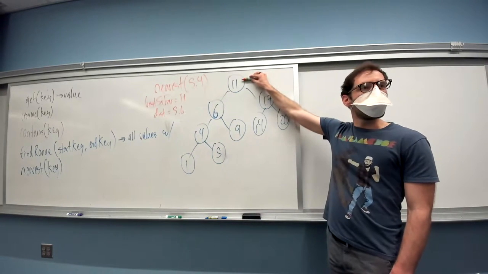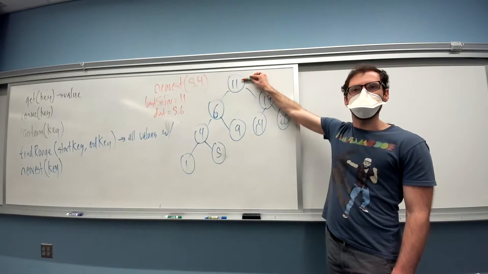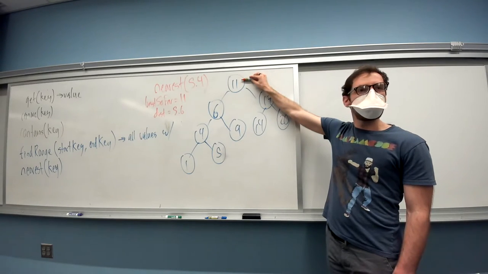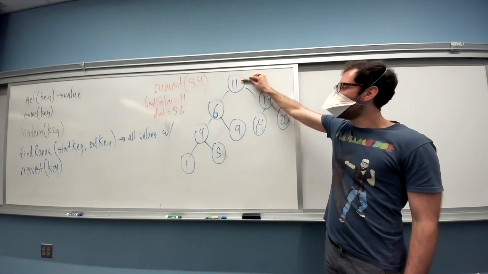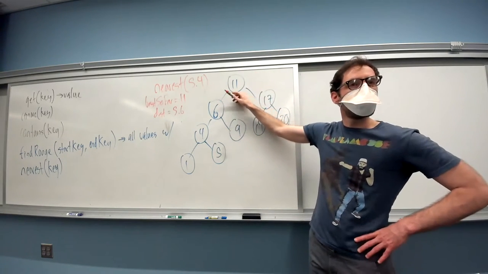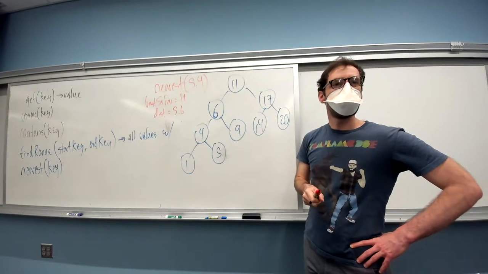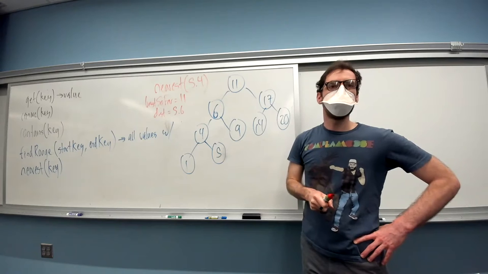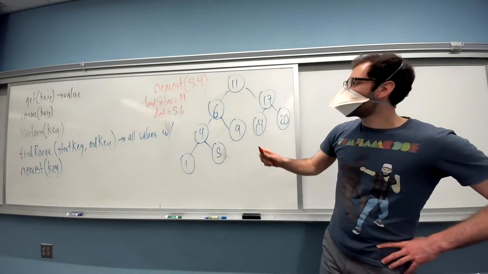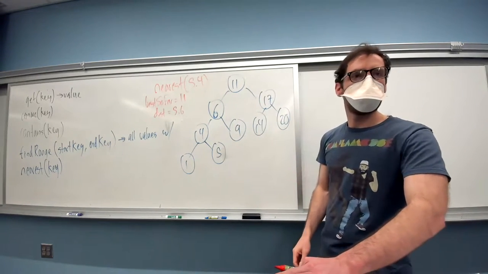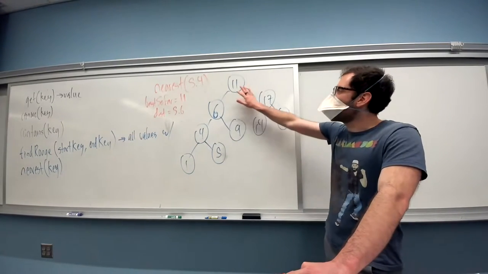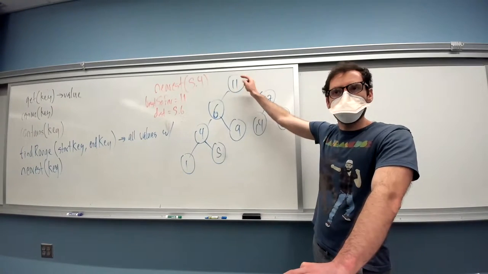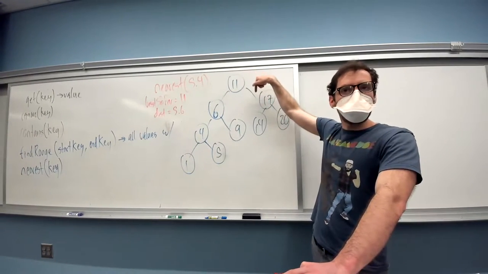From here, where should I go next in this tree? Liam? Left. Why left? Well, the nearest value is smaller than the root value, so it'd be more likely to be on the left. Yeah, we know this is a binary search tree, so everything to the left is smaller than 11, everything to the right is bigger.